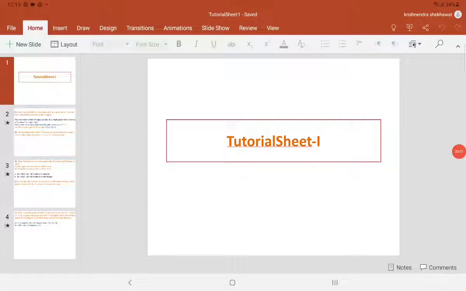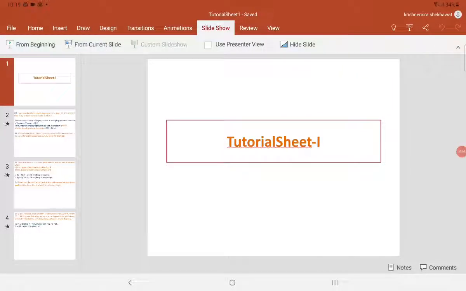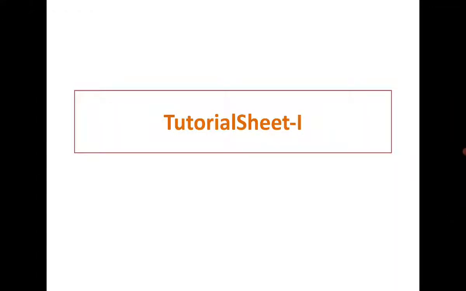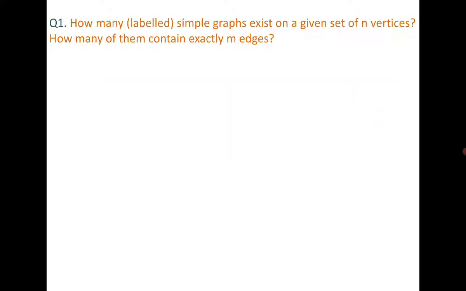Good morning, everyone. So, today we are going to discuss tutorial sheet 1, which corresponds to all the topics which we have covered in chapter 1. There are 5 questions we'll quickly discuss. The first question says: how many labeled simple graphs exist on a given set of n vertices?